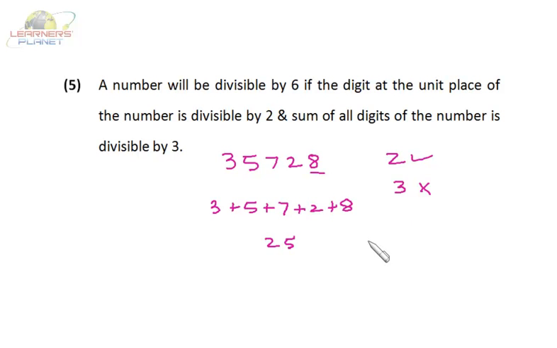Okay. So this is not divisible by 6. Isn't it so easy that without performing actual division, we are able to know that the given number, the very big number, is divisible by 2, but it is not divisible by 3, and finally it is not divisible by 6. Okay, let's take one more example.